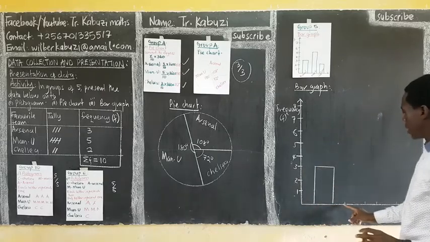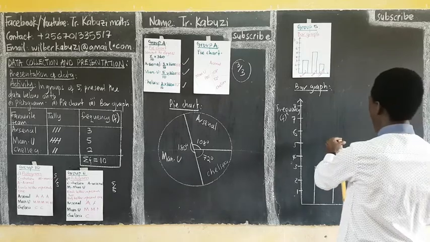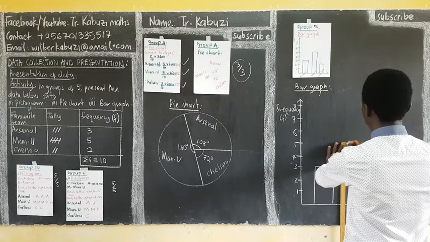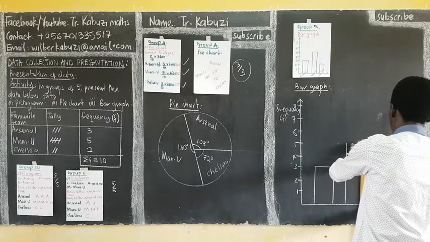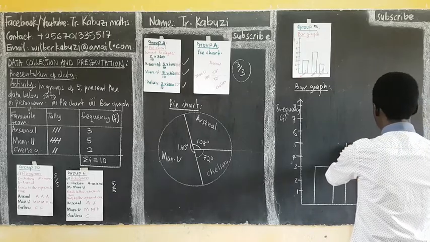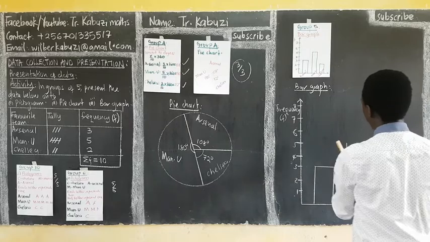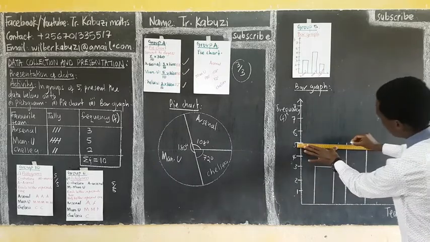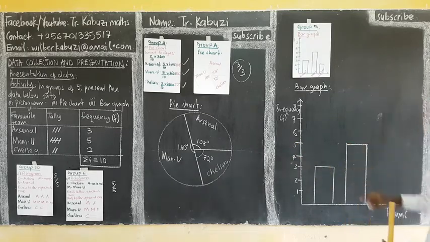Then I come to Manu, where it is 5. So this is where my 5 is. I go up until I reach 5. That's where my 5 is. Then also here, my 5 is there. So when I join these 2, you see the 5 stops there. Then you can get a rubber and rub those excess.